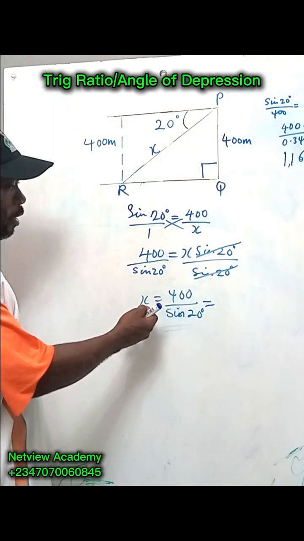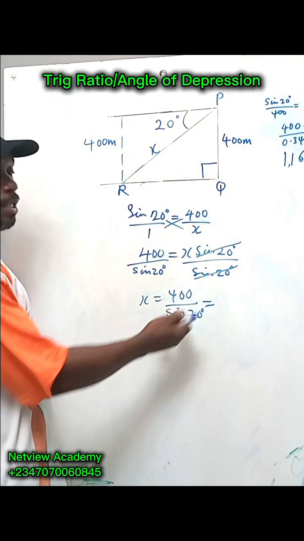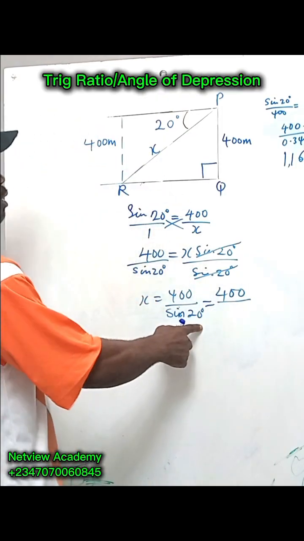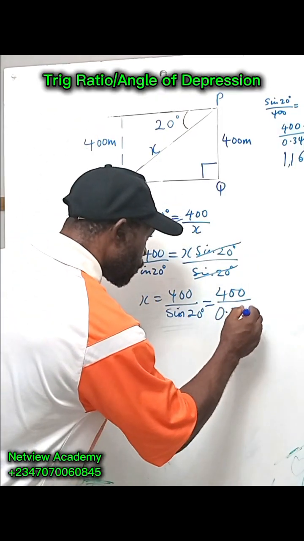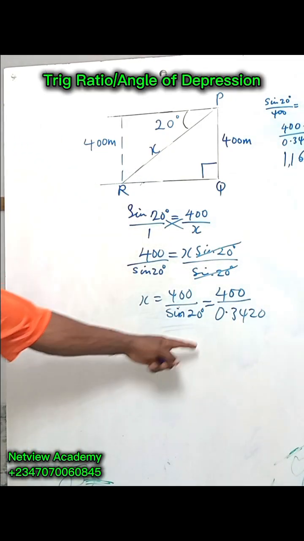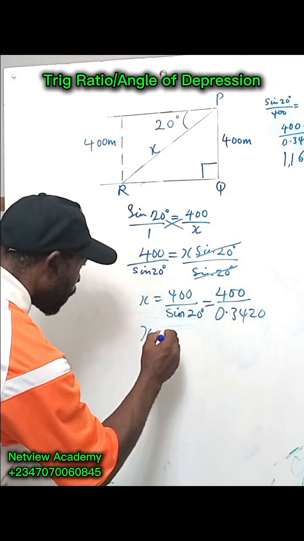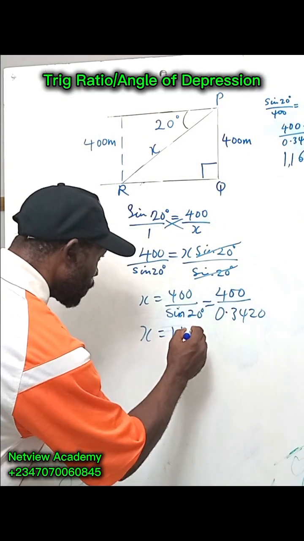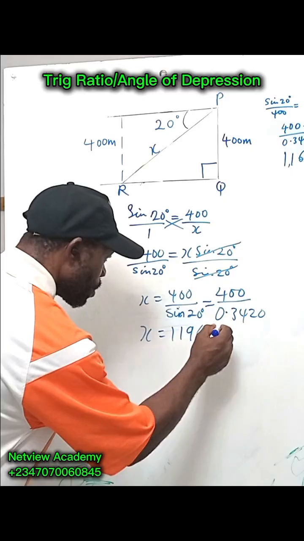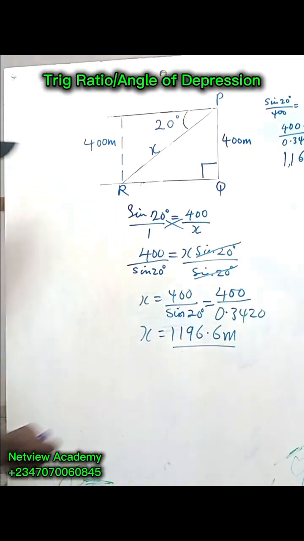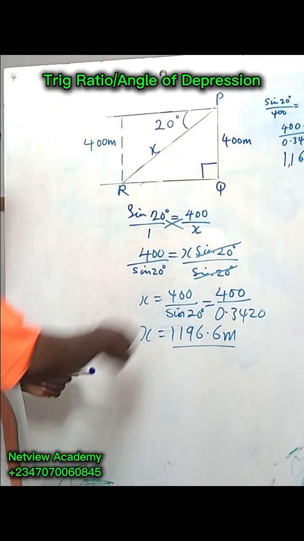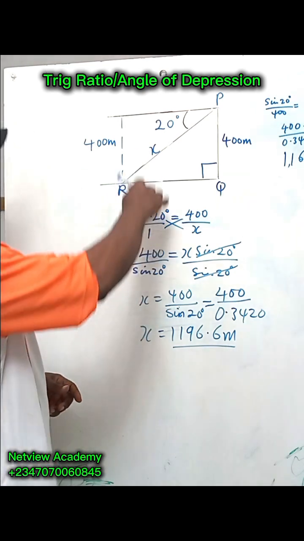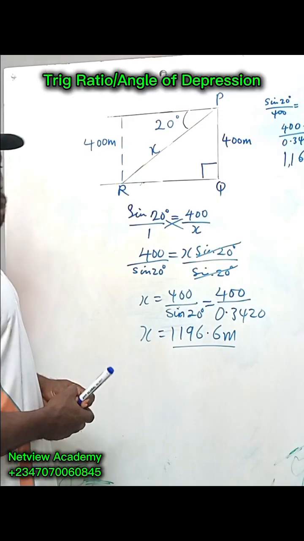So the value of x is equal to 400 over sine 20 degrees. Sine 20 degrees is equal to 0.3420 approximately. So 400 divided by 0.3420 is 1,196.6 meters. Therefore, the slant distance between the helicopter and the survivor in the water is 1,196.6 meters.